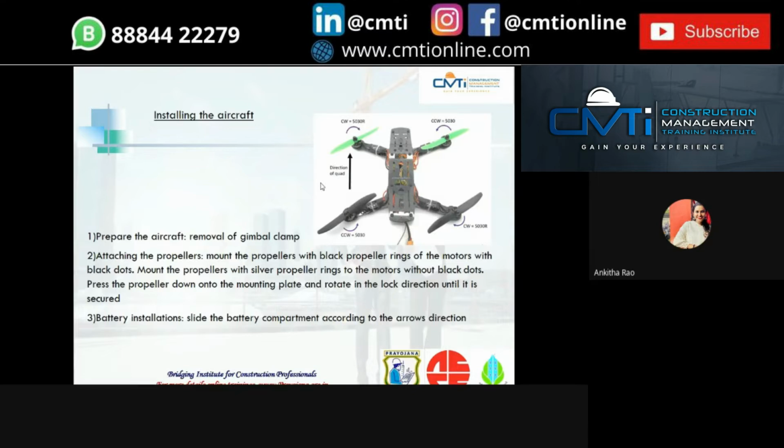And installing the aircraft: remove the gimbal clamps, attach the propellers, and install the battery. These are the primary steps you have to carry out.